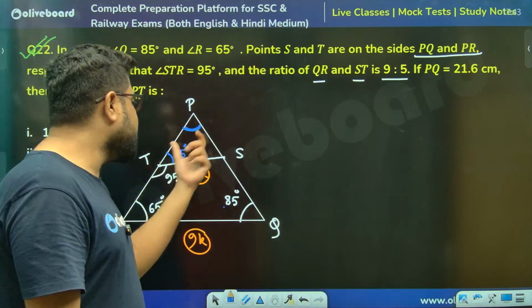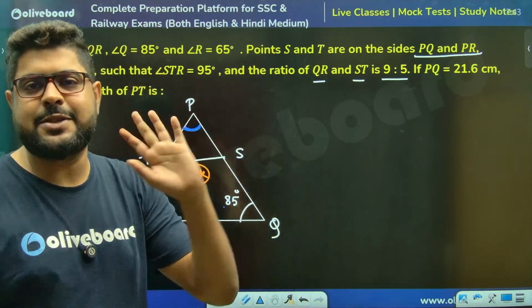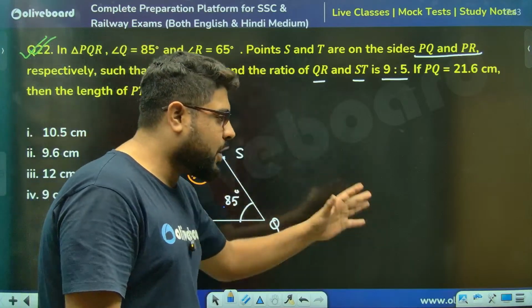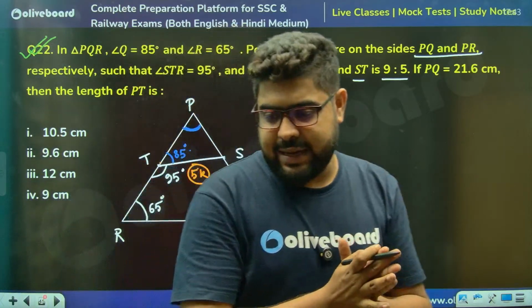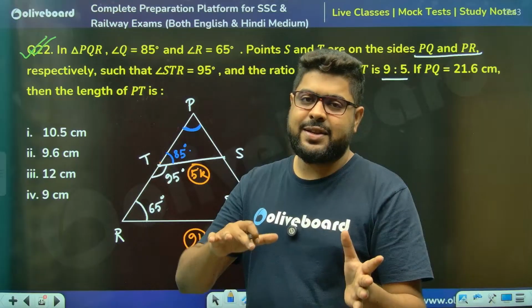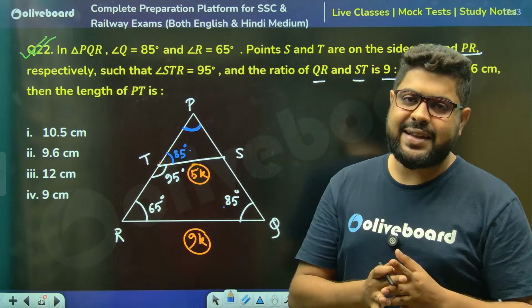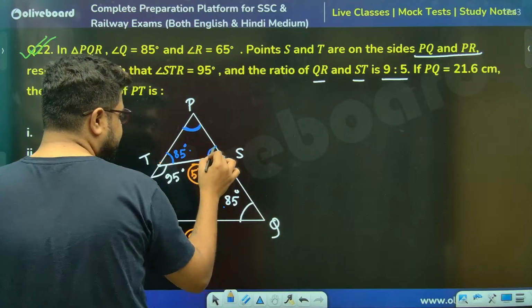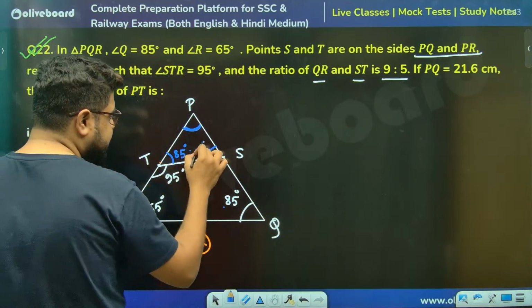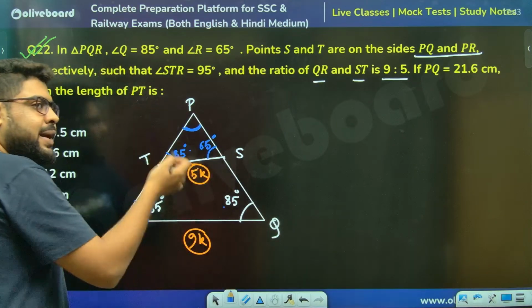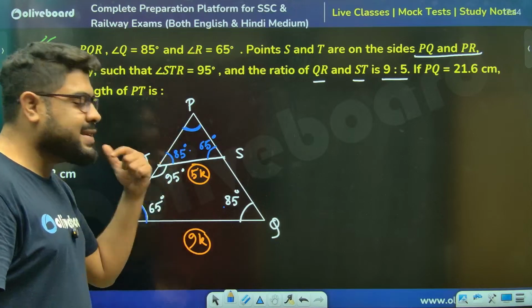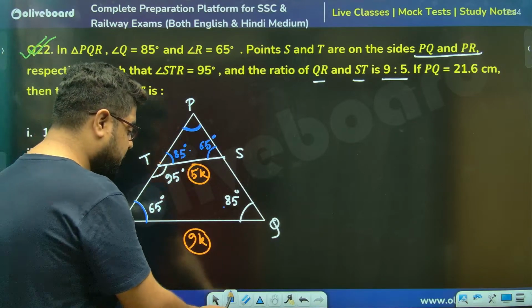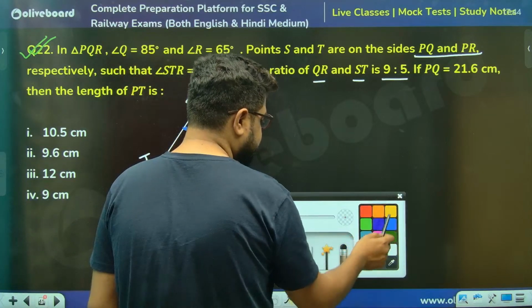And once I know two angles are same, third angle must be same, because third angle does not depend on the size of the triangle, be it bigger, be it smaller, and sum of angles is always 180. So that means, sir, I can also conclude that this angle must be equal to this angle, 65 degree, without doing anything. So these two triangles are similar. These two triangles are similar, sir.